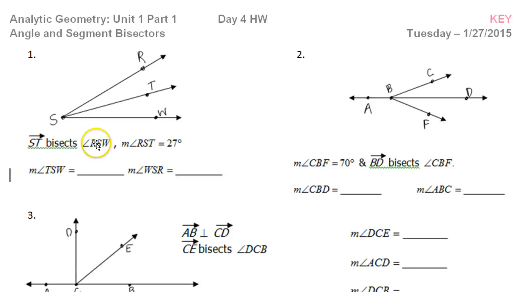Well, this lesson is all about angle bisectors and segment bisectors. When you're bisecting something, you're cutting it in half. You might recognize the prefix bi, meaning two. Maybe you don't know that the suffix sect means to cut. So we're cutting in two. We're bisecting.